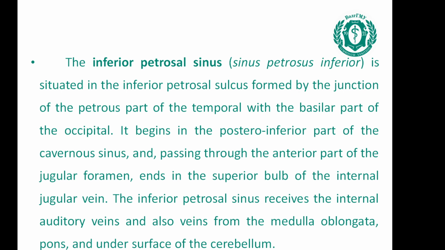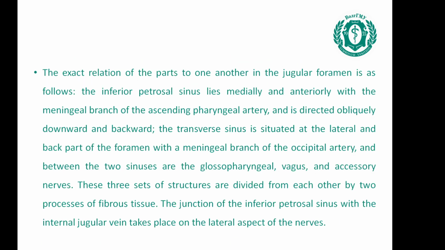The inferior petrosal sinus, sinus petrosus inferior, is situated in the inferior petrosal sulcus, formed by the junction of the petrosal part of the temporal with the basilar part of the occipital. It begins in the posterior inferior part of the cavernous sinus and, passing through the anterior part of the jugular foramen, ends in the superior bulb of the internal jugular vein. The inferior petrosal sinus receives the internal auditory veins and also veins from the medulla oblongata, pons, and undersurface of the cerebellum. The exact relation of the parts to one another in the jugular foramen is as follows. The inferior petrosal sinus lies medially and anteriorly with the meningeal branch of the ascending pharyngeal artery and is directed obliquely downward and backward.